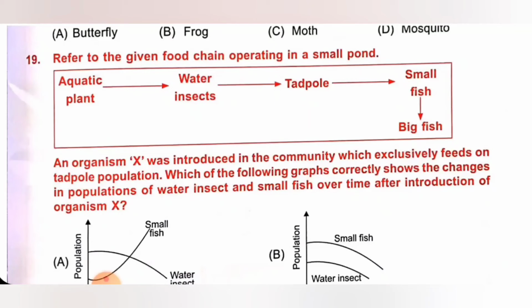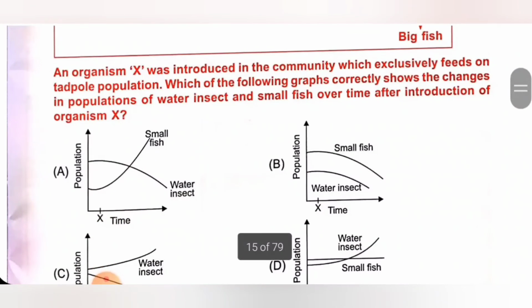So in the food chain, tadpole feed on water insects and in turn are eaten by small fish. So if the population of tadpole declines with time, then the small fish population will also decrease, as the former is the food of the latter. Okay. So if the population of tadpole reduces, it automatically reduces the population of small fish. On the other hand, water insect population will be positively affected because of the absence of its predator. So it reproduces and increases.